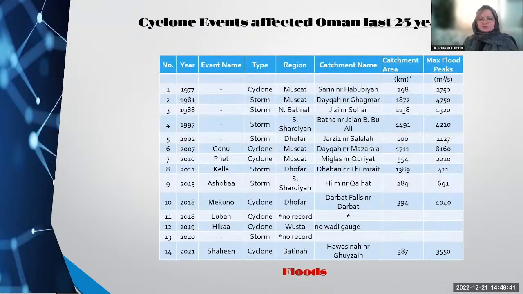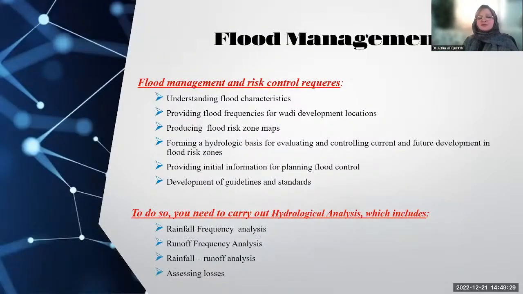The flood magnitudes also increase. The record shows that the flood peaks are increasing. So we can see in 81 4,700, a very severe cyclone hit Oman, but in 97 it was over 4,000. In 2007, Gonu was over 8,000 cubic meters per second. Phet was over 2,000. We have Mekunu 2018 over 4,000, and then we have Shaheen, which is over 3,000 in 2021. So the flood magnitudes are increasing, and that is causing a lot of damage in the area also. Hence, flood management and flood risk control are very, very important.